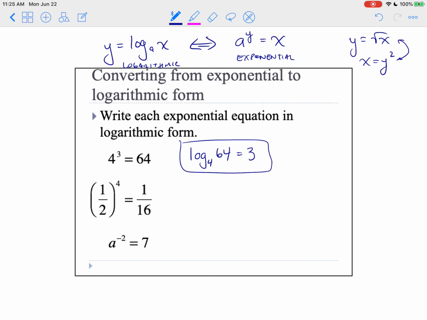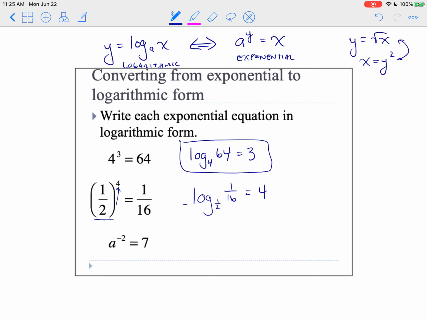All right, so the second one we have 1/2 to the 4th power equals 1/16. As a logarithm, that would be log base 1/2. The base is the thing that's being raised to the exponent here. So the 1/2 is the base of 1/16 equals 4.